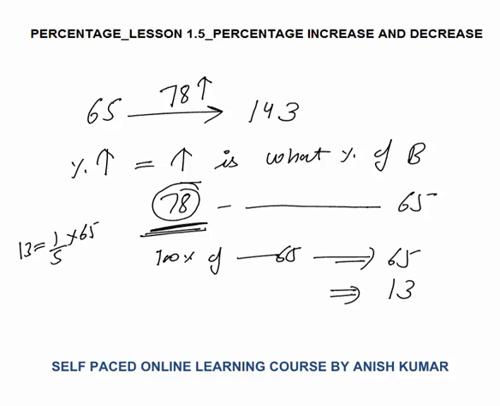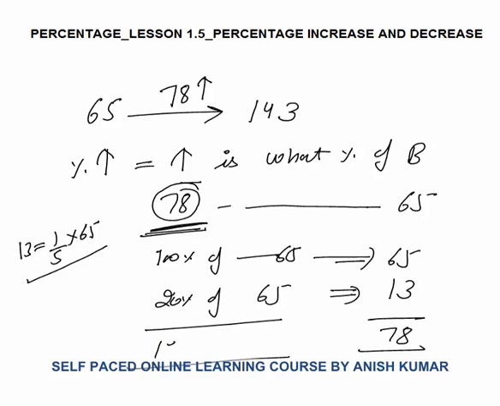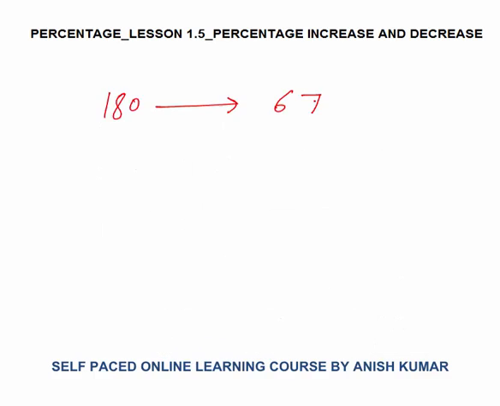And you know that 1/5 is how much percent? 20%. So can I say that 20% of 65 will be 13. If you add this, it is 78, and this will be 120% of 65. So can I say that 78 is 120% of 65. So my answer is, from 65 to 143, there is a 120% increase.